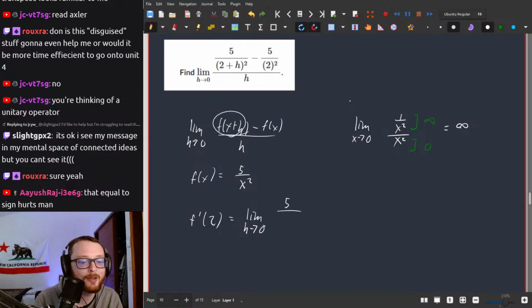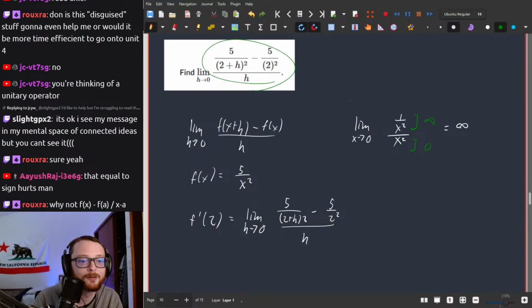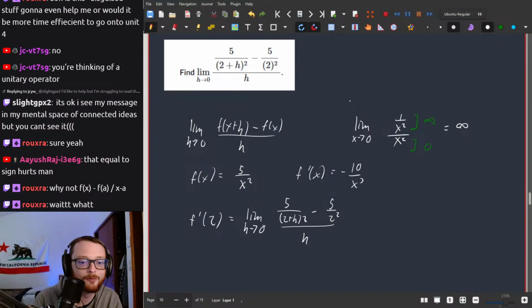So f of x plus h, well, x is 2, so it's 2 plus h squared, minus f of x, 5 over 2 squared, over h. And oh, look, magically, these two things match exactly. So now that we've shown this, we could just back up and take the derivative of this function and evaluate it at 2. That's the point of this problem. So minus 10 over x cubed, and then f prime of 2 is minus 10 over 8. It's minus 5 over 4.